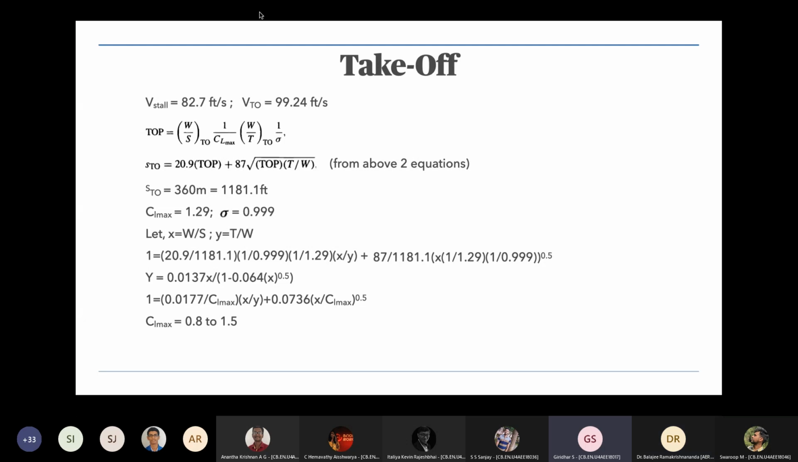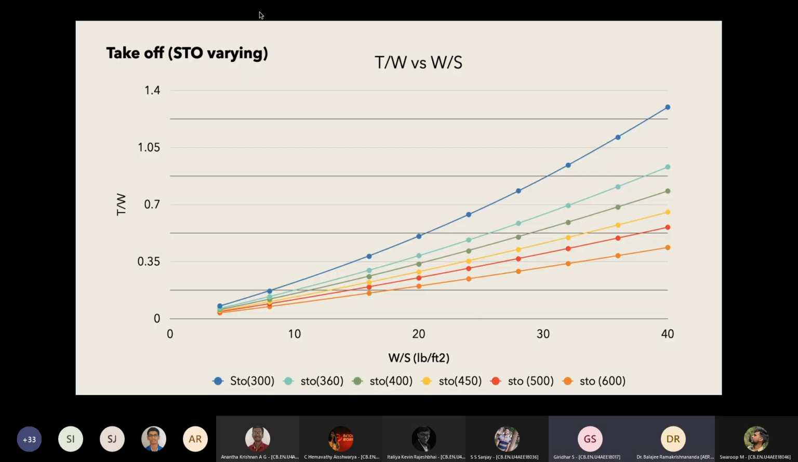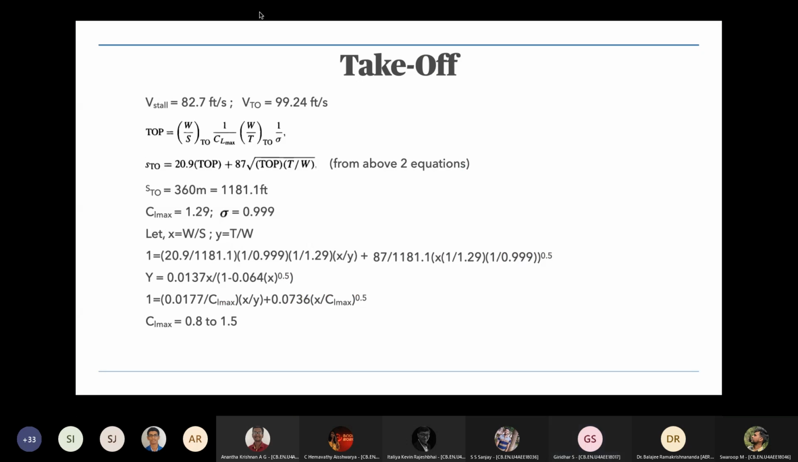And then after doing the calculations, why is it 0.99 for 4 kilometers? It should be lesser, no, sir. For takeoff we assumed sigma as 1. Okay, sir. So the next one. This is the equation that we plotted, varying the takeoff distance. Next graph.